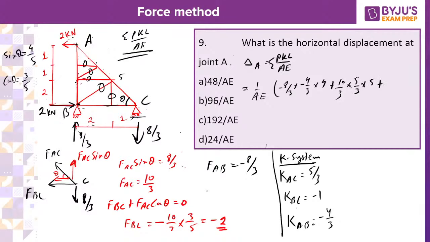for BC, what is the member force BC? That is F of BC is minus 2, so minus of 2 multiplied by minus of 1 multiplied by the length of BC, that is nothing but 3. Just calculate all of them. Is it correct now? So if you calculate, you'll get around 48 by AE.